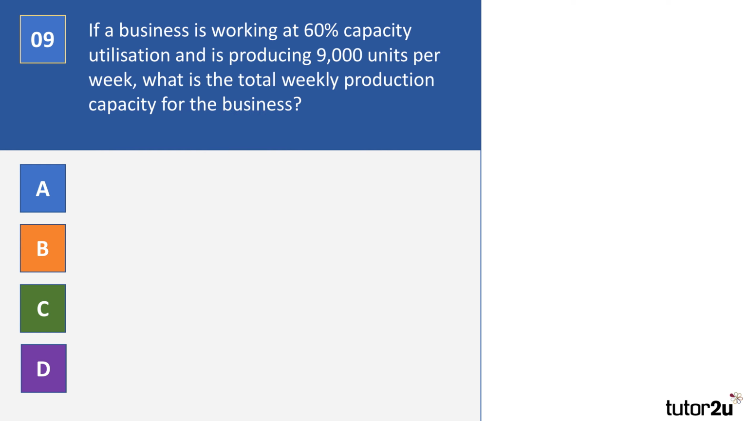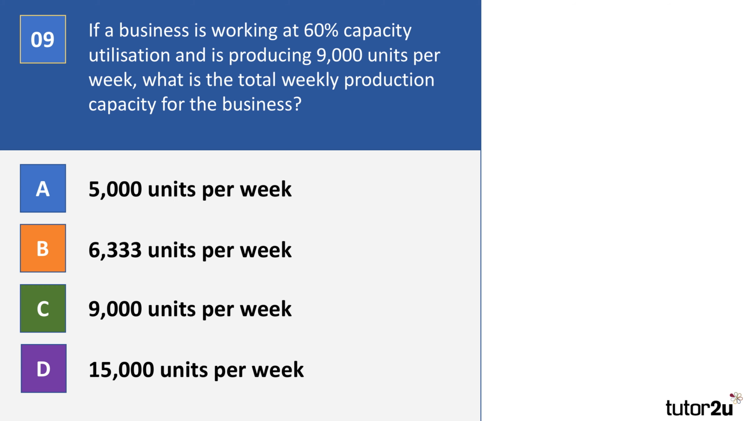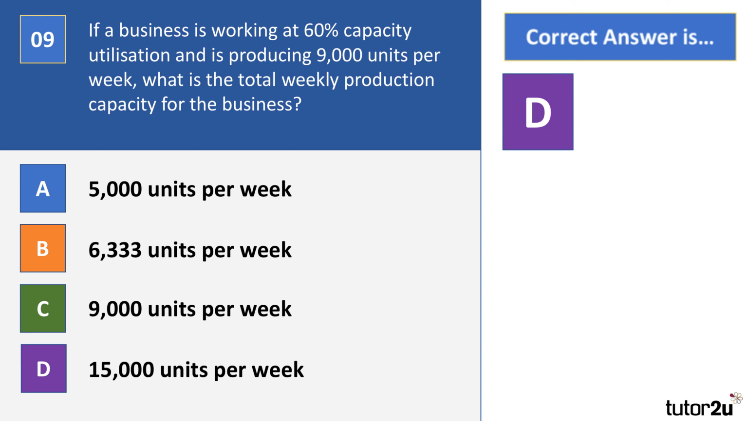Question 9 now. If a business is working at 60% capacity utilisation and is producing 9,000 units per week, what is the total weekly production capacity for the business? Here are your 4 choices. Have a go by pausing the video and doing the calculation. Now let's have a look. Did you calculate that the correct answer is D? The correct answer is D.